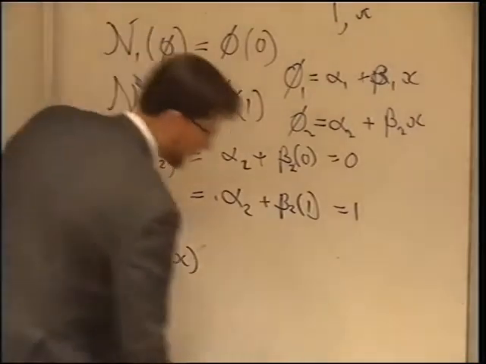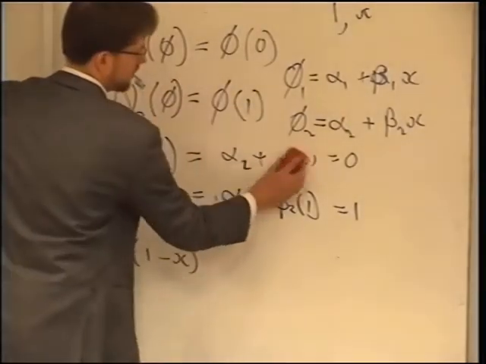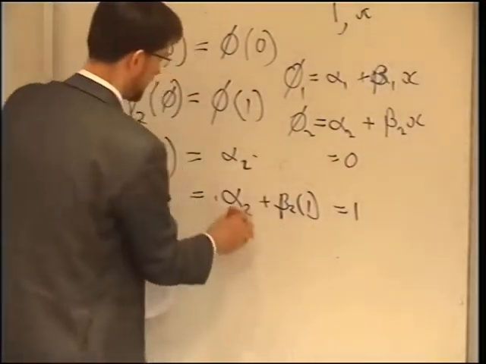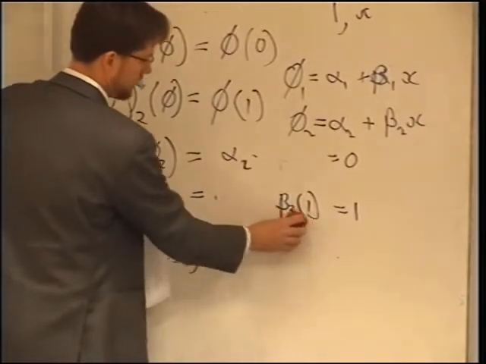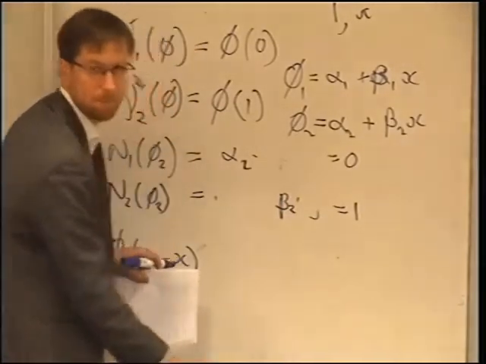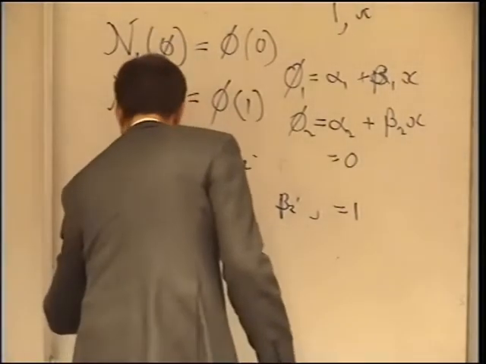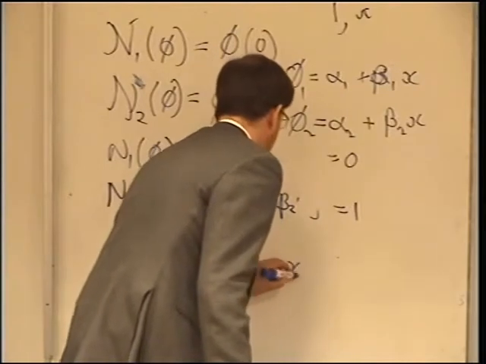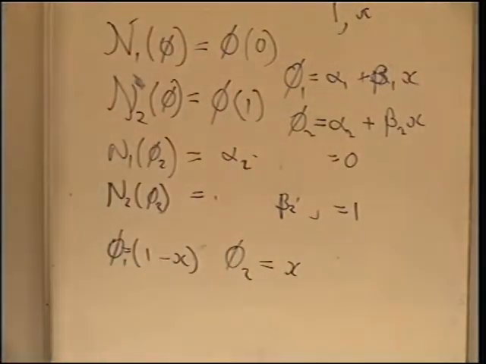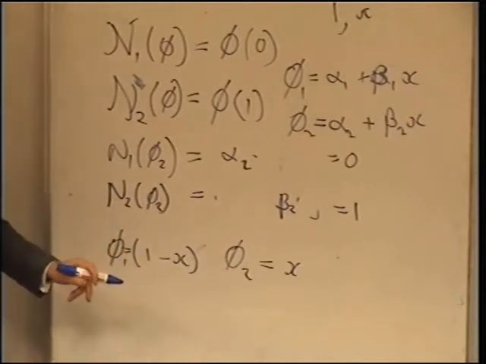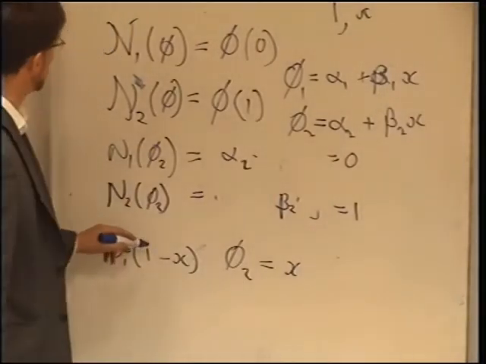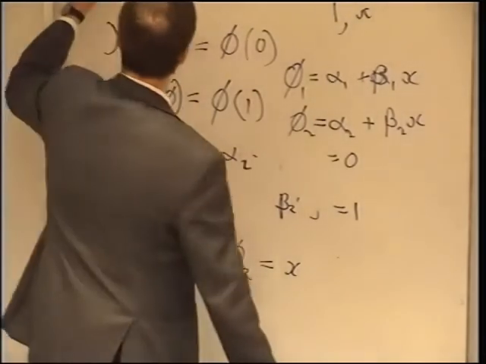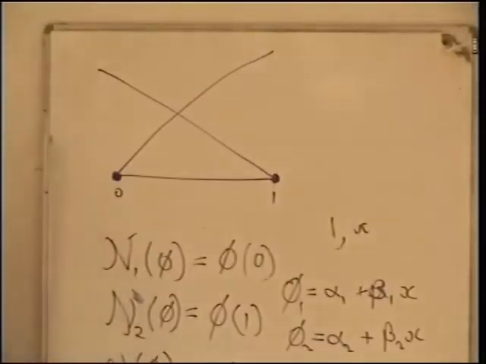And I can pull the same trick. This is a very easy system to solve. So that tells me that alpha 2 equals 0. And I substitute in here. So alpha 2 is 0, beta 2 times 1, so that means beta 2 is 1. So that means that phi 2 is equal to x. So now I can sketch those basis functions on here, and I find that phi 1 is 1 minus x. So phi 1 is the function that looks like this, and phi 2 is the function that looks like that.